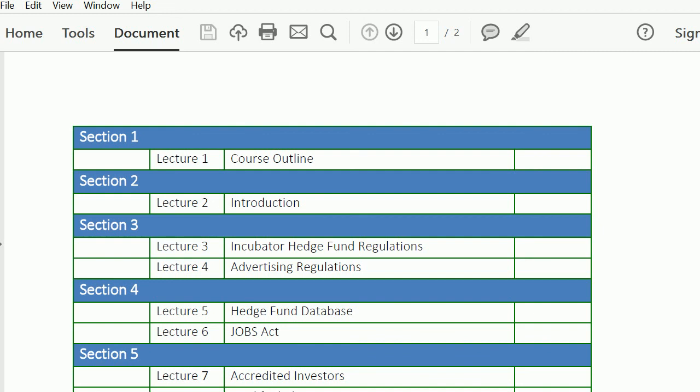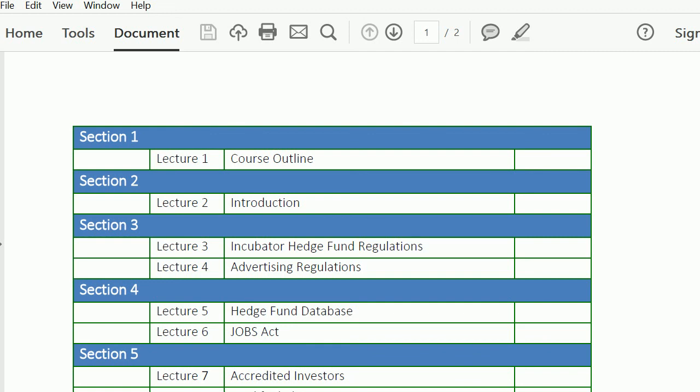In the introduction lecture, we'll talk about what an incubator hedge fund is, and why you might want to consider setting one up. In the hedge fund regulations lecture, we'll talk from a very high level, from a 30,000-foot level, about some of the regulations, including advertising regulations that you should be conscious of when you set up an incubator hedge fund.